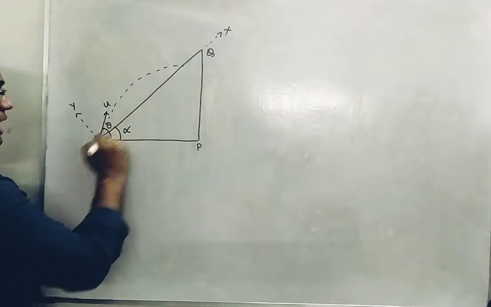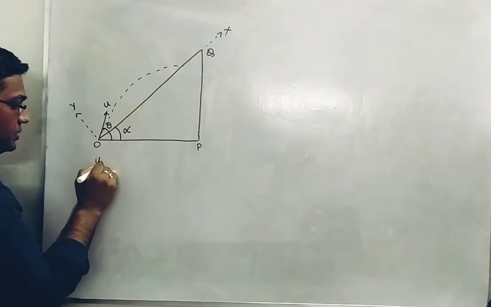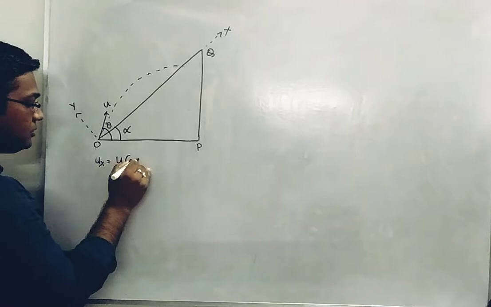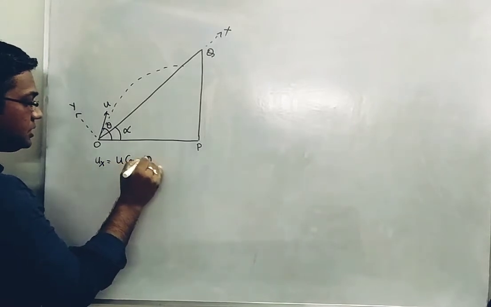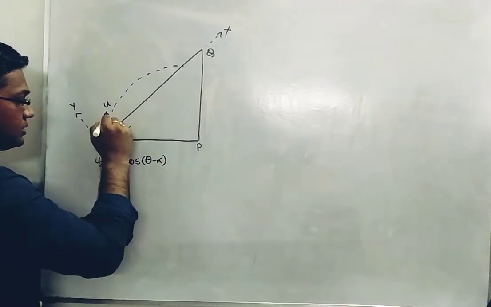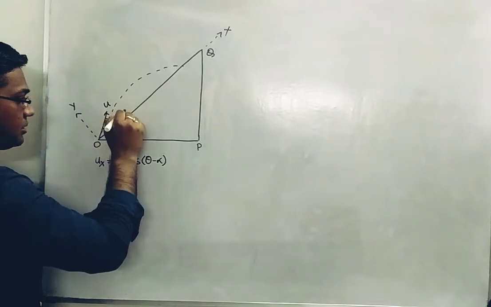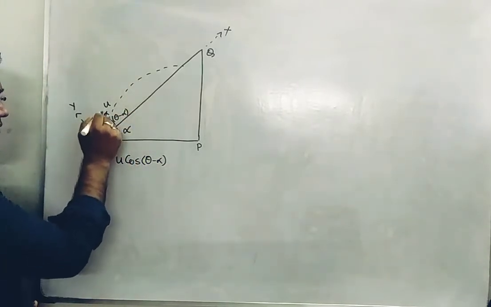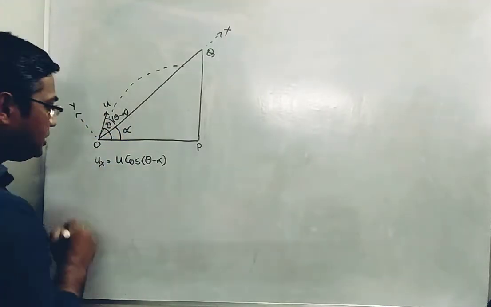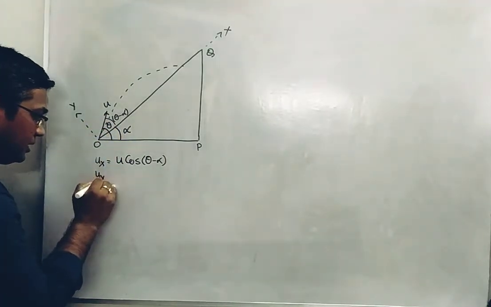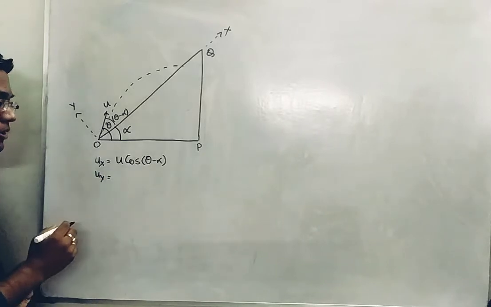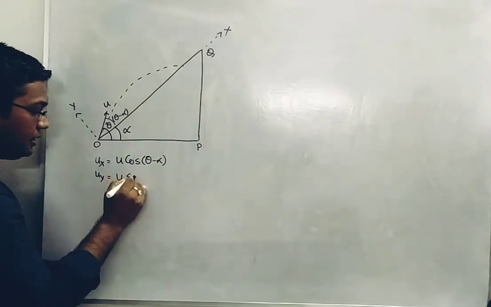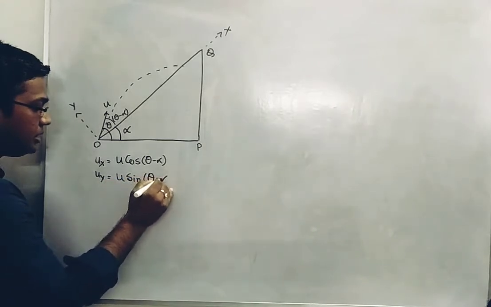So along the x-axis, the component of the initial velocity is ux equal to u cos(theta minus alpha), because the angle made by u with OQ is theta minus alpha. Similarly, uy, the y component of the initial velocity, is u sin(theta minus alpha).